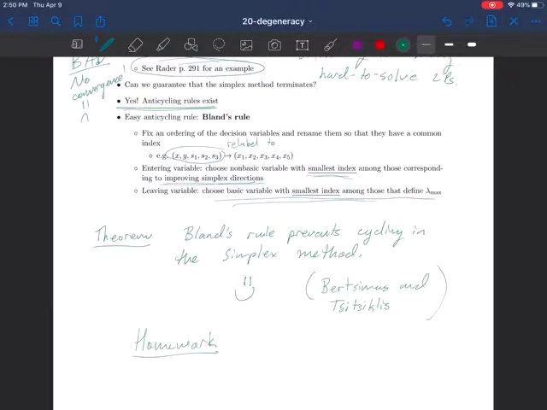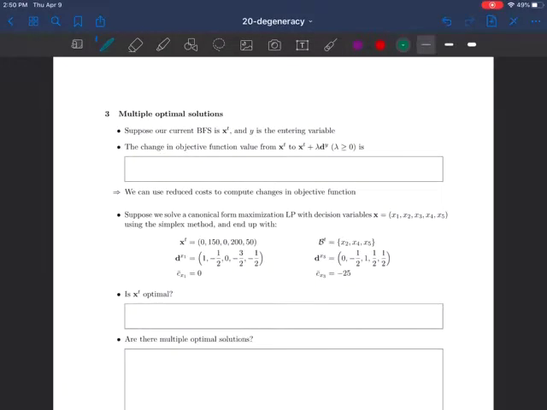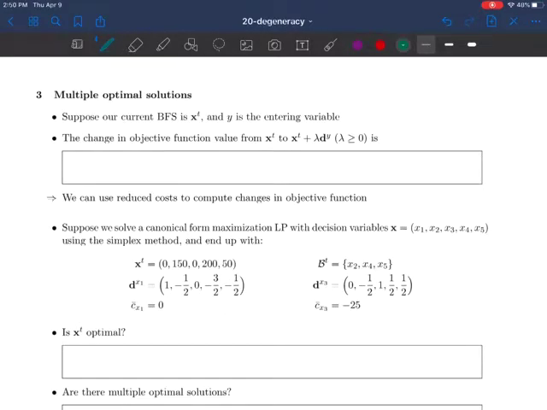We also have a homework problem on this, which I will post the solution for on Blackboard. Once I sign up, you'll see what the homework is. It shows you an example of cycling and how you can get out of it using Bland's rule. Okay. So that answers the question of convergence and degeneracy. I'm going to end this lecture by talking about multiple optimal solutions.